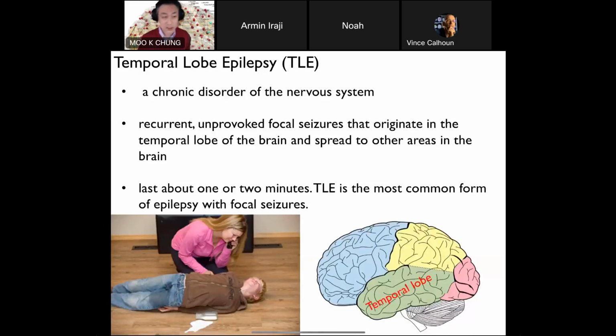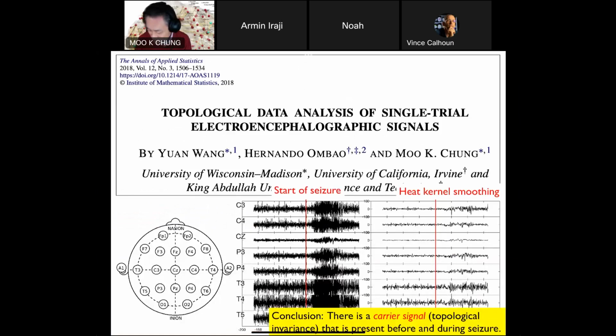So what is temporal lobe epilepsy? Well, that's epilepsy that starts from the temporal lobe. I got into this area through a paper with Fernando, who is a professor in Saudi Arabia and has worked a lot on epilepsy EEG data. So I got the data from him, and we published a paper with a student.